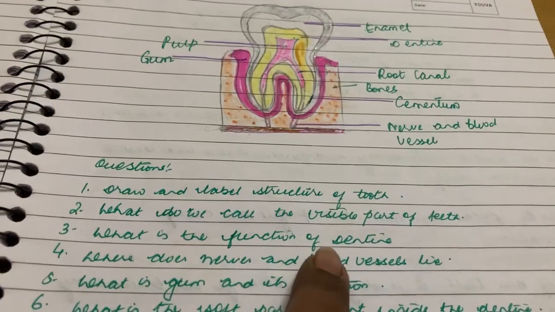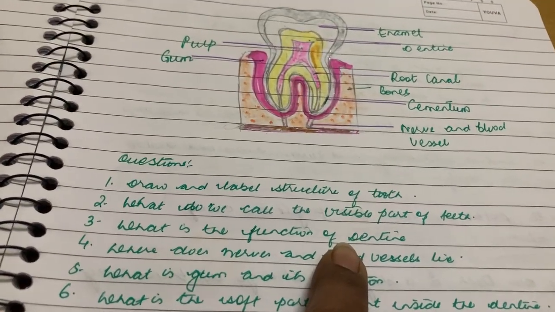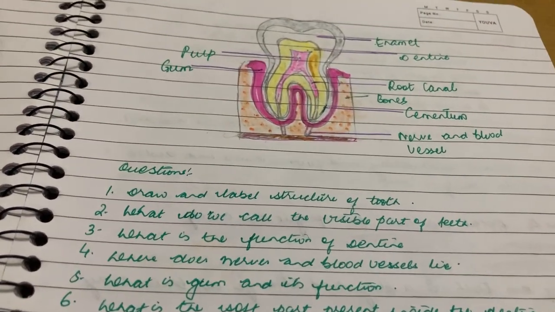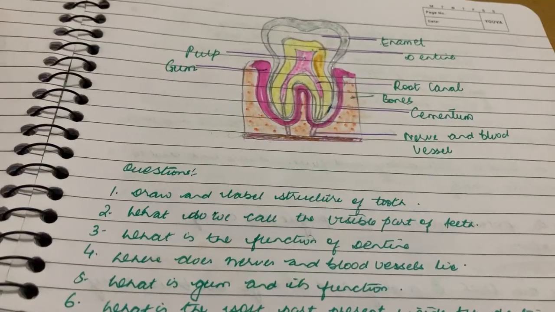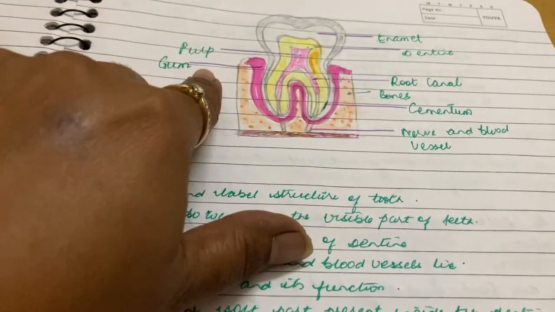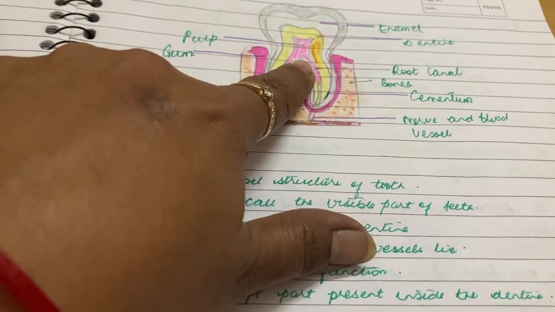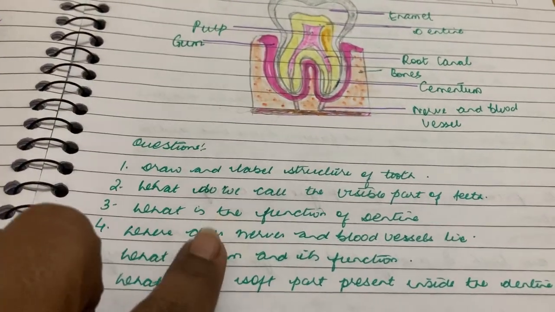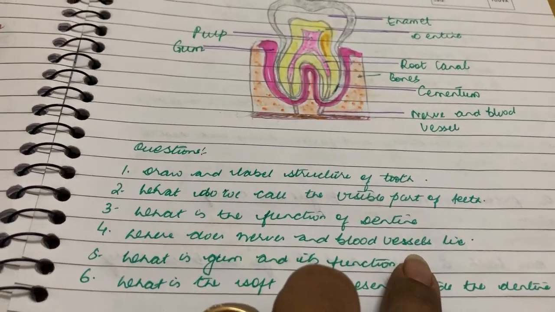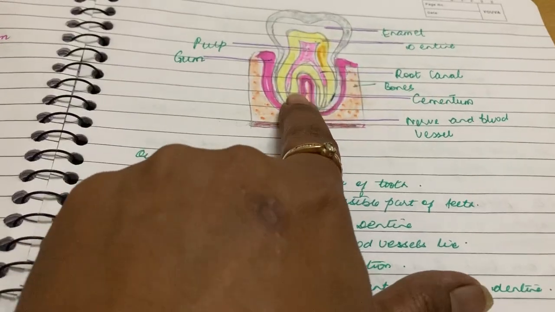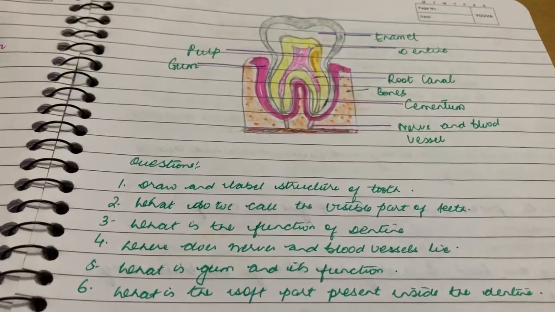What is the function of the dentine? It protects the inner part of the tooth called pulp. So this is the pulp, this is the dentine. It protects the inner part of the tooth, which is called pulp. Where do nerves and blood vessels lie? They lie in the pulp portion of the tooth.